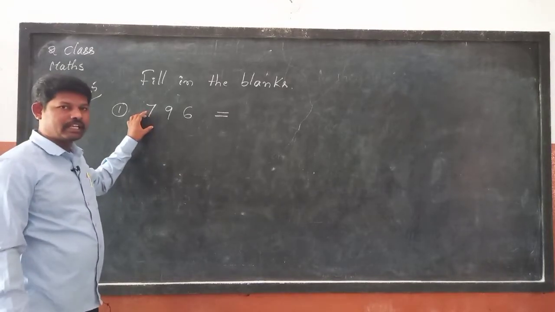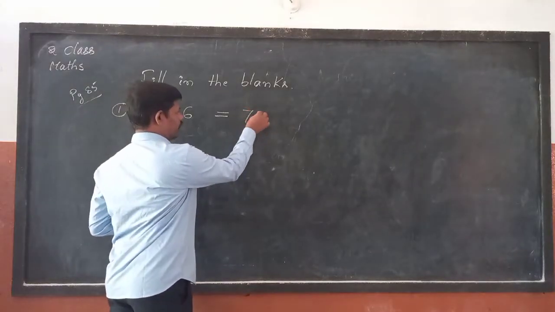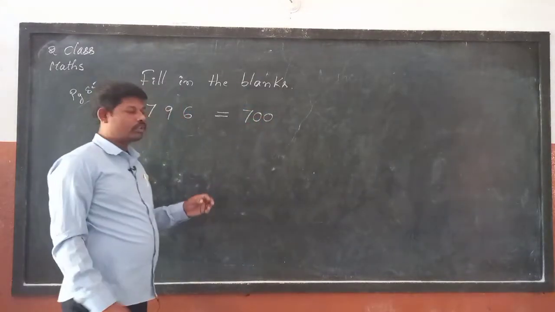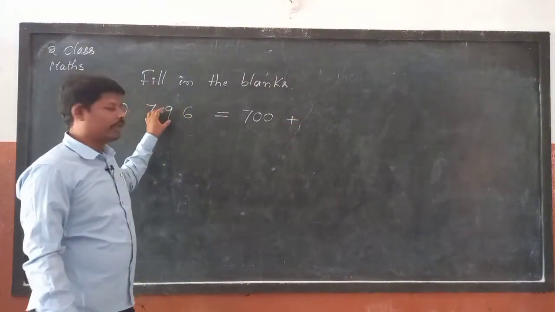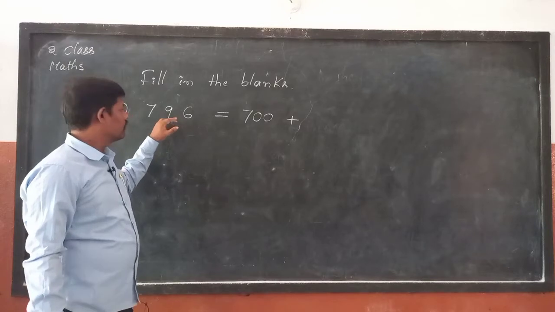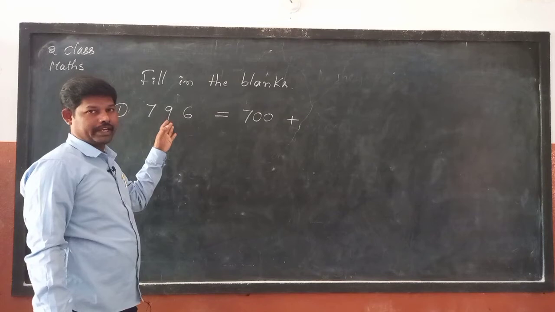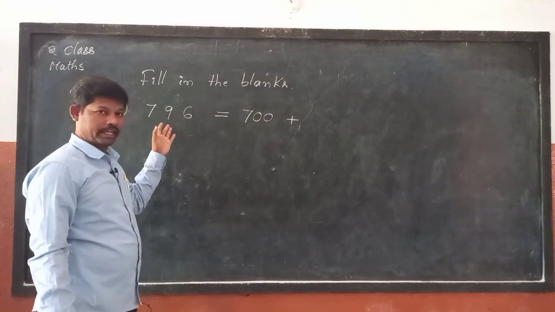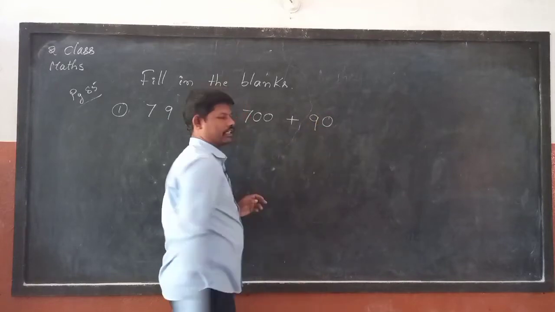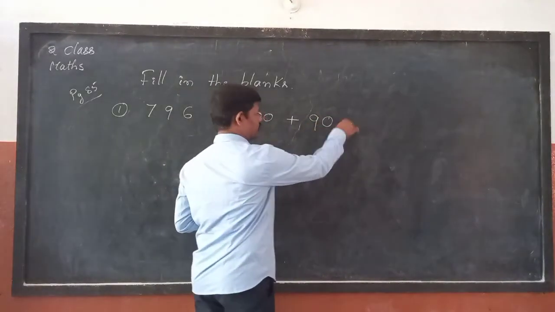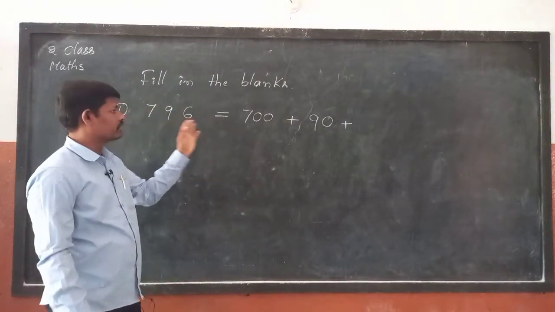How many hundreds are there? 700s are there. So write 700 plus. How many tens are there? That means in the tens place, what is the digit? 9. That means 9 tens are there. So 9 into 10. 9 tens means 90. Right? 90 plus.